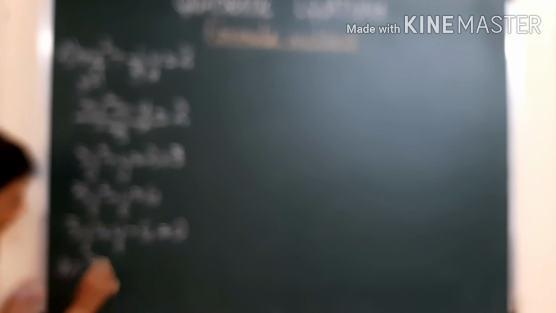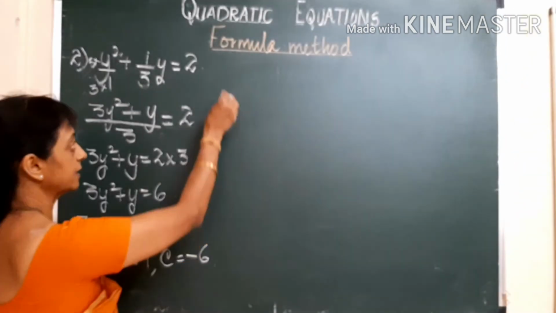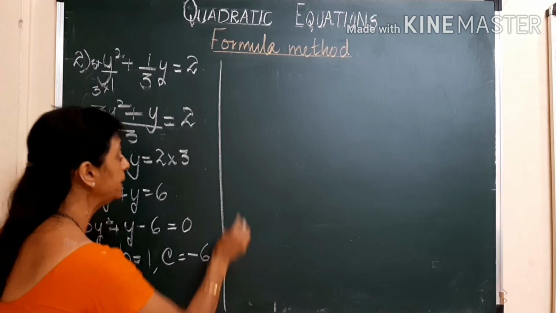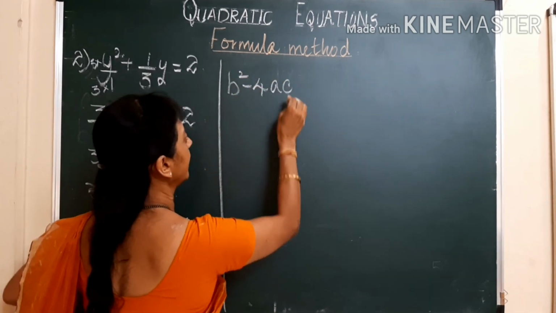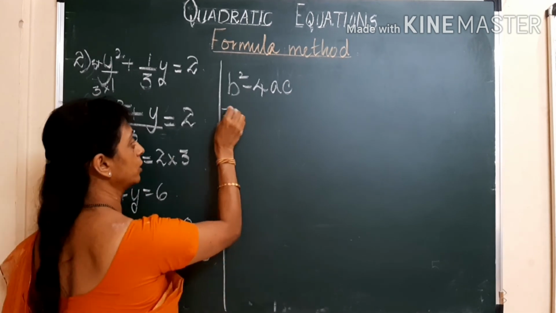So over here A is equal to 3, B is equal to 1, that is coefficient of y, and C will be equal to, yes children, it will be -6 along with the sign. After putting in the values of A, B, C, what do we check? We check the value of the discriminant. That is B squared minus 4AC.